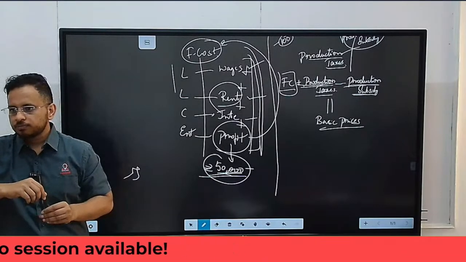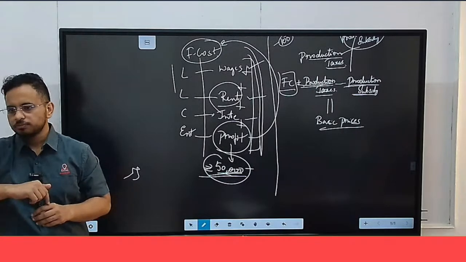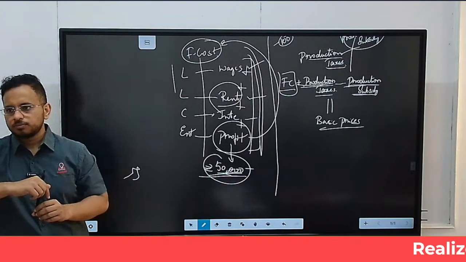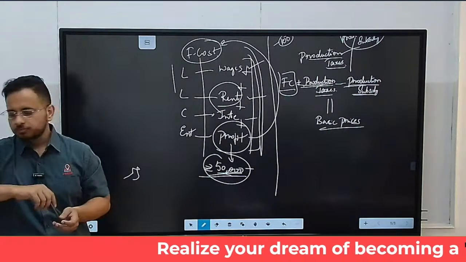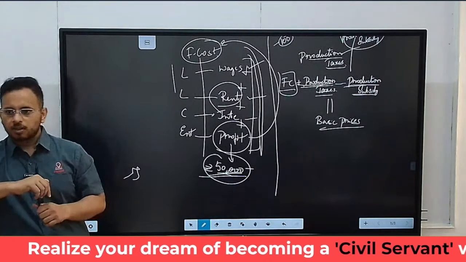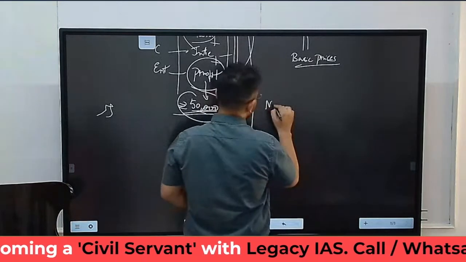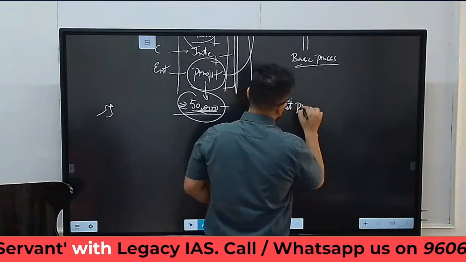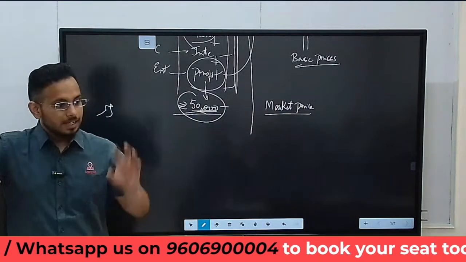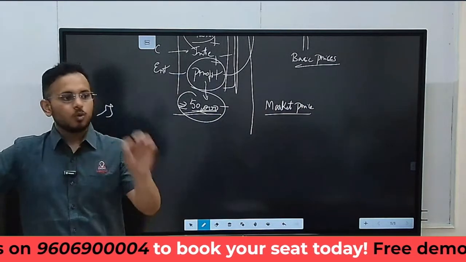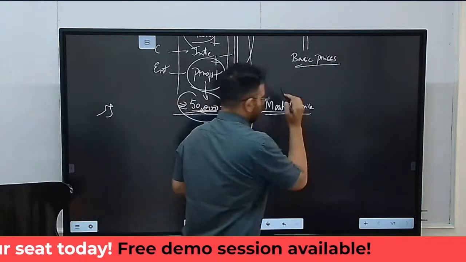Understood? Yes. Okay, now what is the next one? Market price. See, where is the product now? Where is the iPhone? Has it come to the market? Not yet. It is still in the factory itself. Before it comes out of the factory, we are paying all these and calculating the factor cost and the basic price. Now the product enters the market.